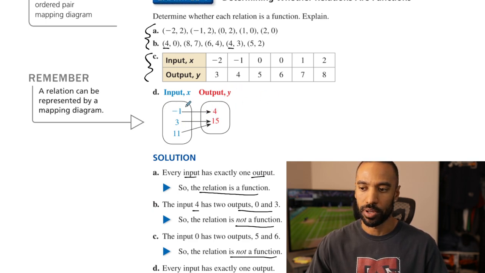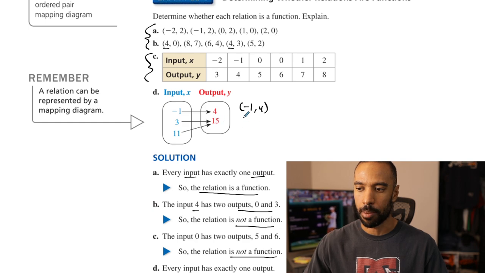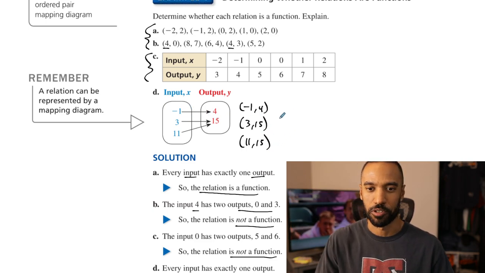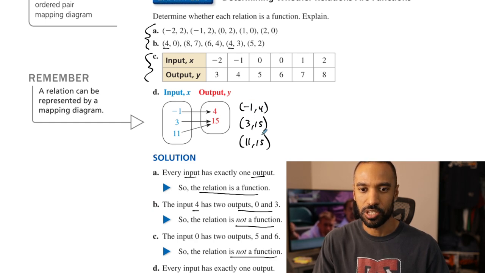Now, negative 1 points to 4, input x, output y, that means there's a point that's negative 1, 4. And then there's a point here that's 3, 15, that's 3 points to 15, and 11 also points to 15. Now, those are the 3 points, that's it. I expected more for some reason. So those are the three. These are the X's, these are the Y's.